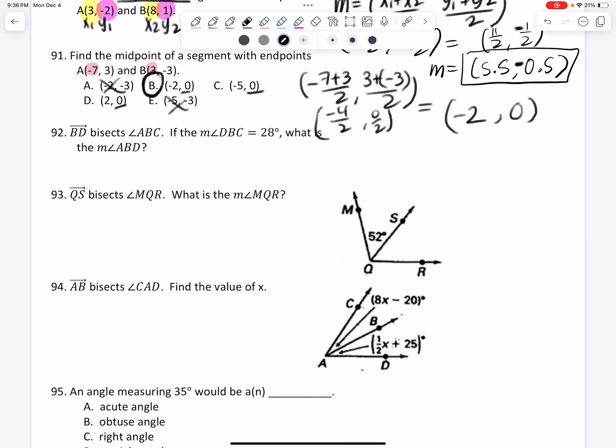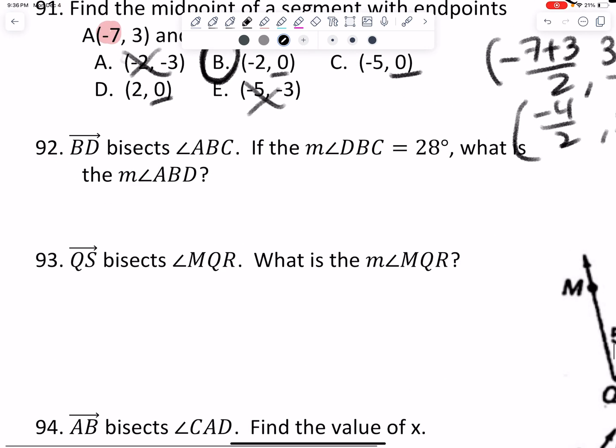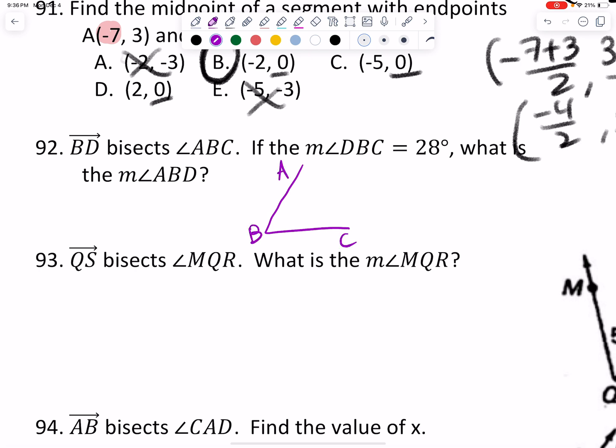Okay. This next one, if in doubt, you're always going to draw it out. Okay, so it does not have an angle drawn called ABC, so I'm going to draw one, and I'm going to name it ABC. It says BD comes through that ray and bisects it, which means it cuts it in half. If the measure of DBC is 28 degrees, what is the measure of A to B to D? So if this one's 28, what is the measure of this one, ABD? It is also going to be 28.